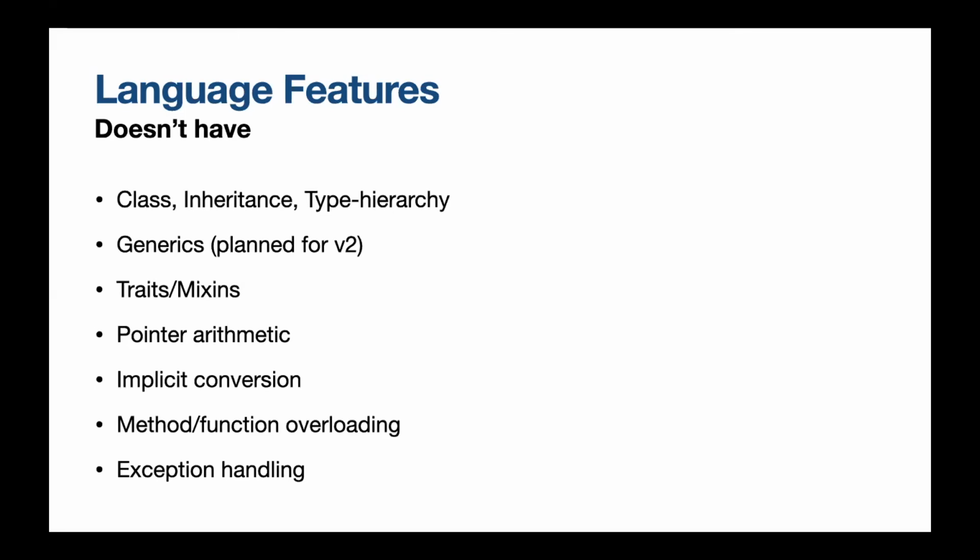And Go does not support implicit conversion. So all conversions have to be explicit. You need to specify how to convert and what happens if the conversion fails. You need to provide error handling for that.